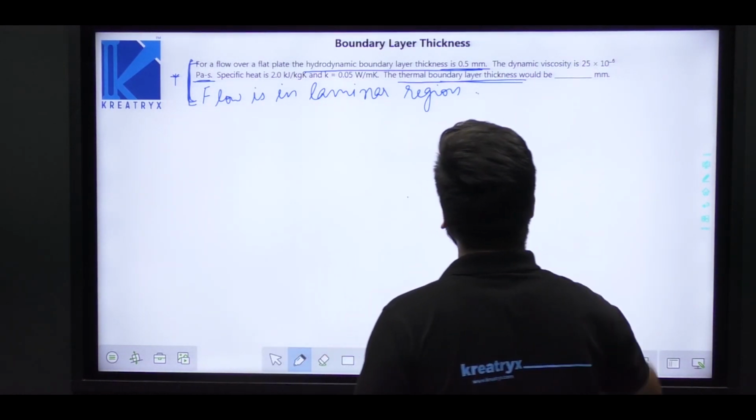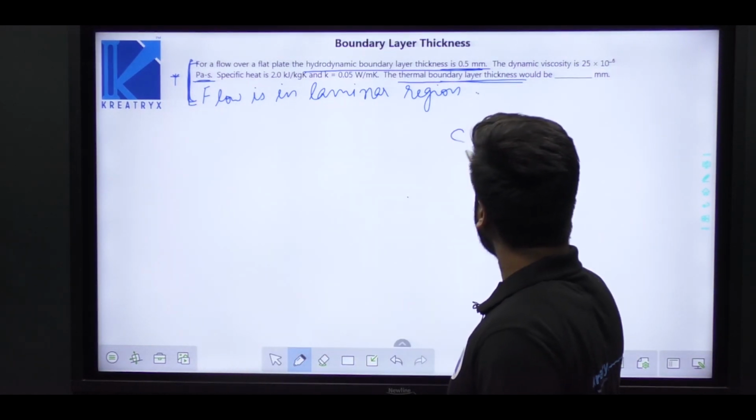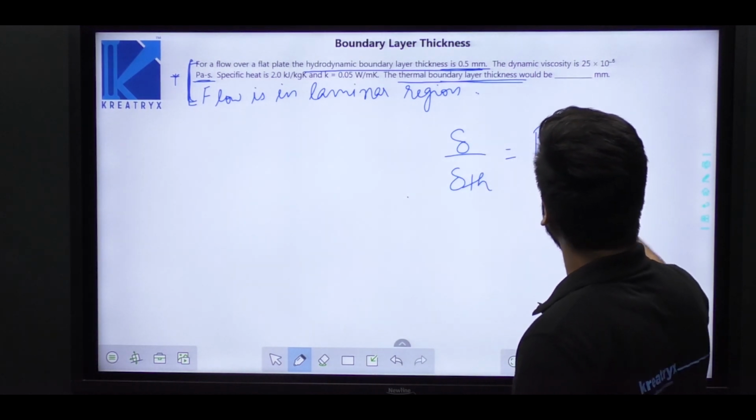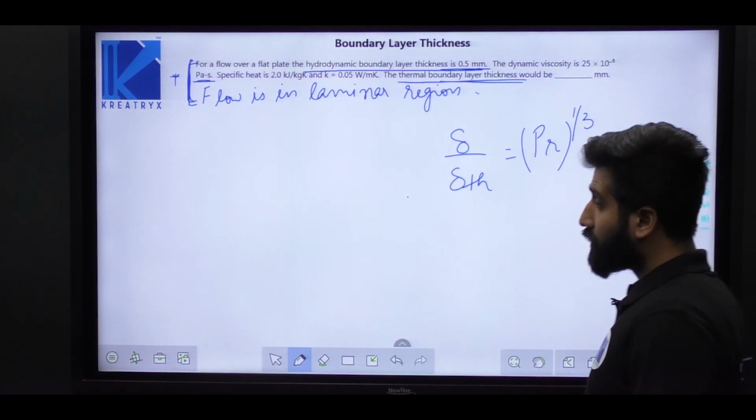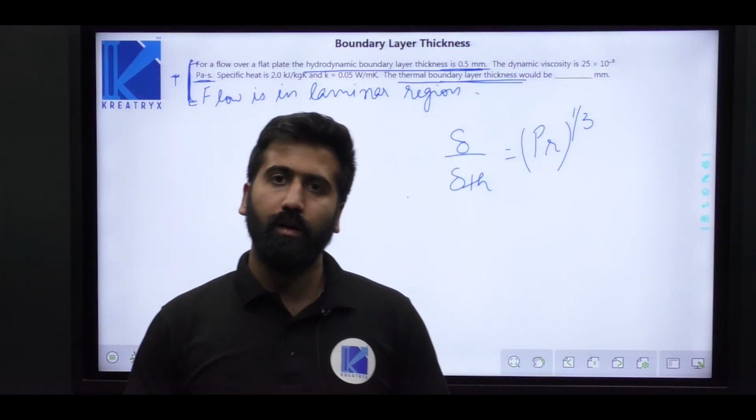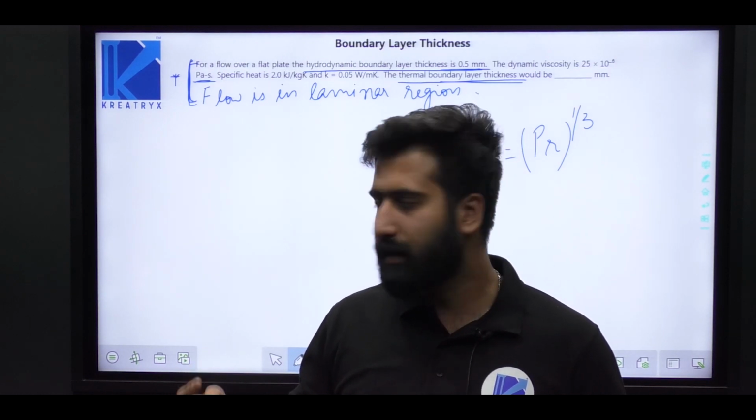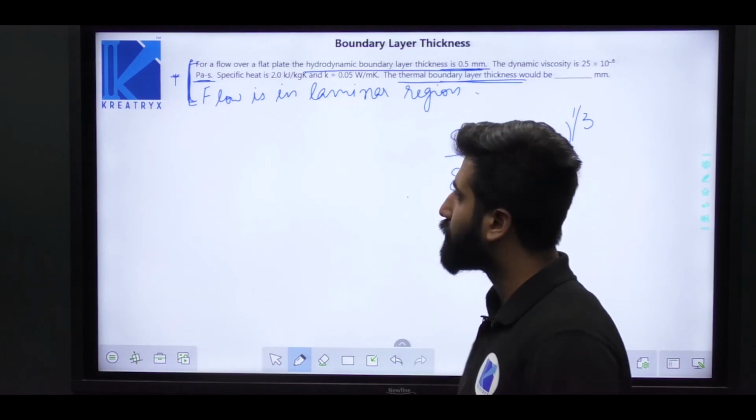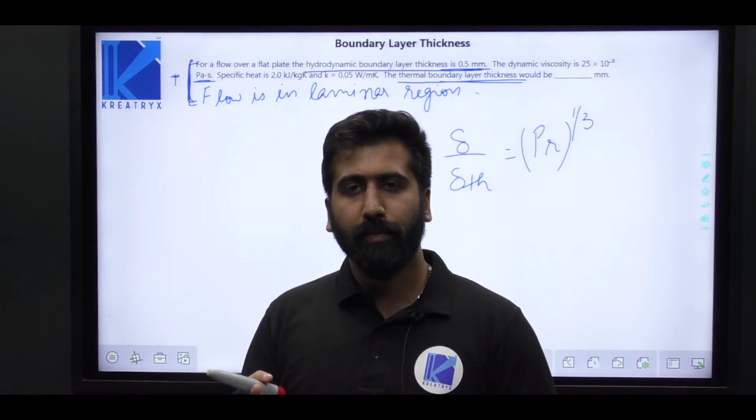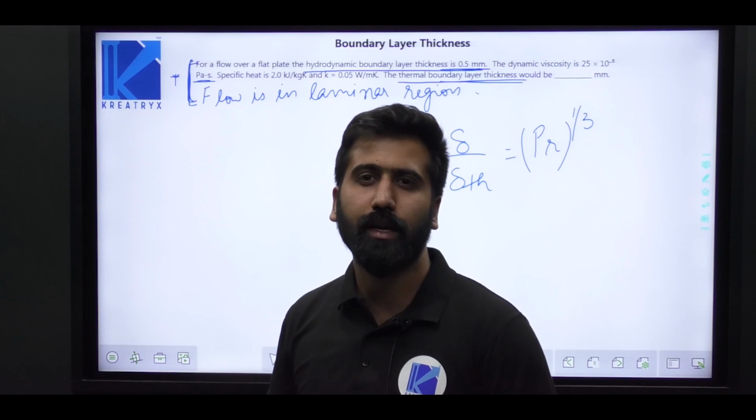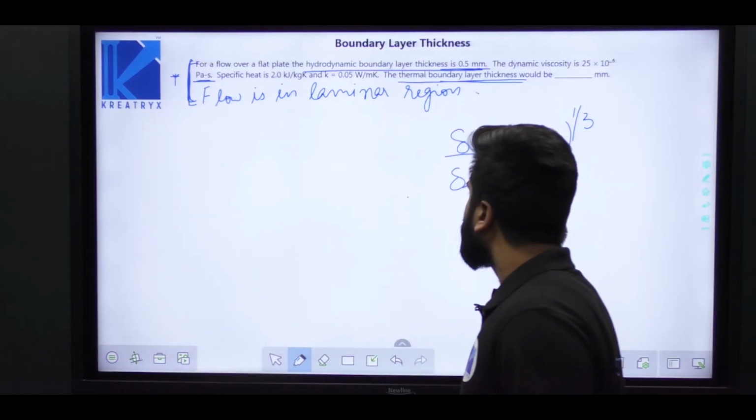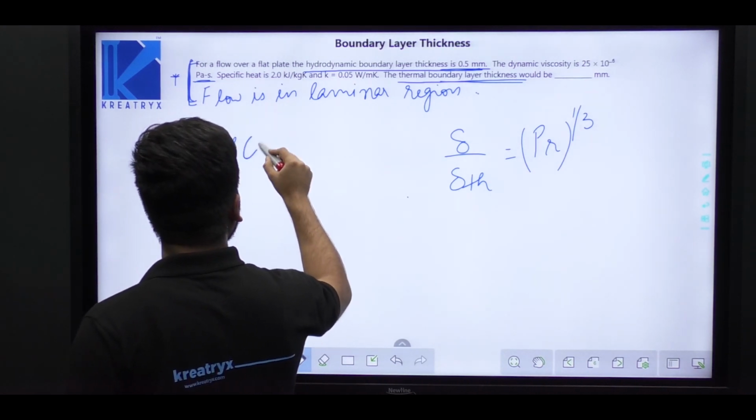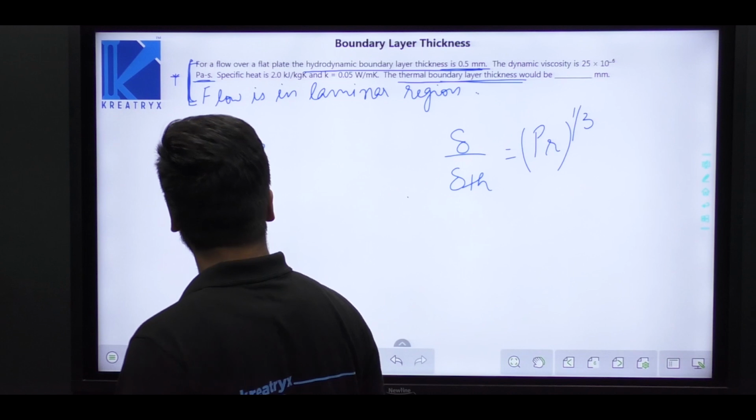So the flow is in laminar region. That means I can use our relation delta by delta thermal is equal to Prandtl number raised to the power 1 by 3. In the previous video, we solved a question in which it was in the turbulent region. So this relation was not applicable because in that region the hydrodynamic boundary layer is approximately equal to the thermal boundary layer. So find out Prandtl number. Prandtl number is mu Cp by K.